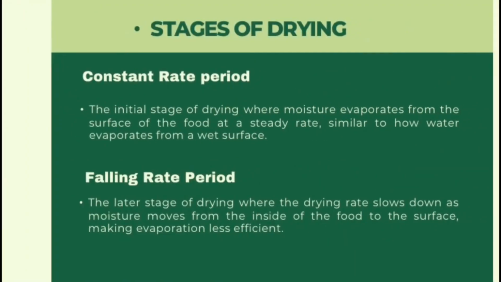So there are two stages of drying. First is the constant rate period. It is the initial stage where surface moisture evaporates at a steady rate. The second stage of drying is the falling rate period. It is a later stage where the drying rate slows as internal moisture moves to the surface, making evaporation less efficient.